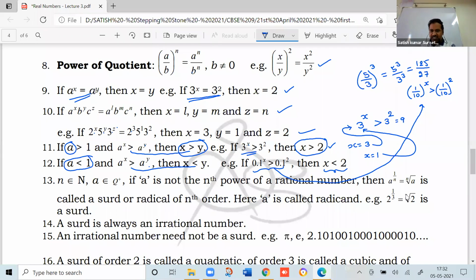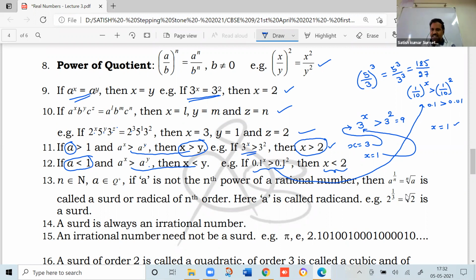Suppose I take x equal to 1, check whether it is true or not. When x equal to 1, the left side will be 1 by 10, which means 0.1 only. Greater than 1 by 10 whole square, which is 0.01. Is it true or not? That's true. That means x equal to 1 will be satisfied. Not only 1, any number less than 2 will be satisfied.